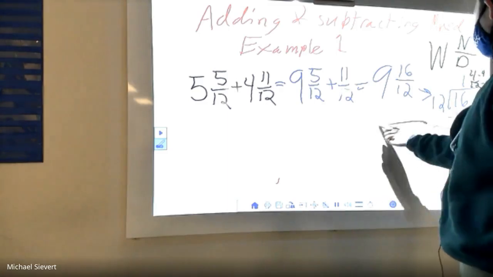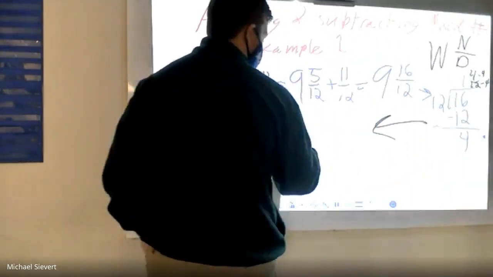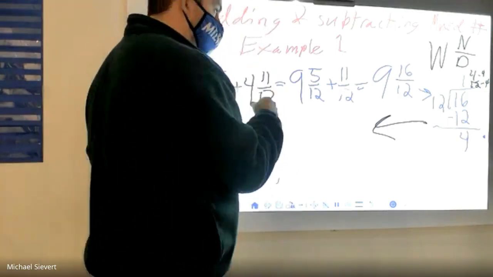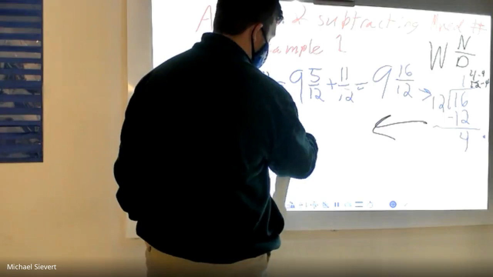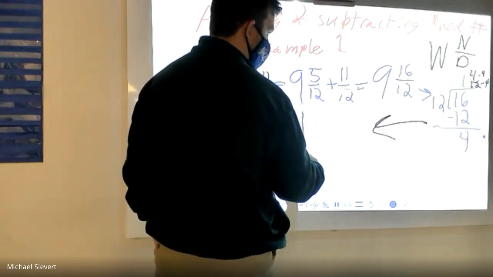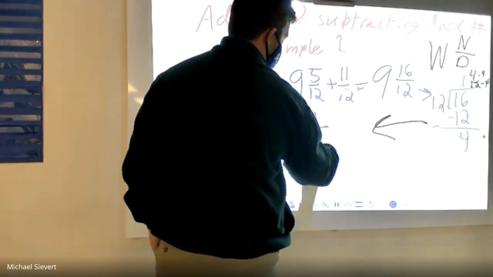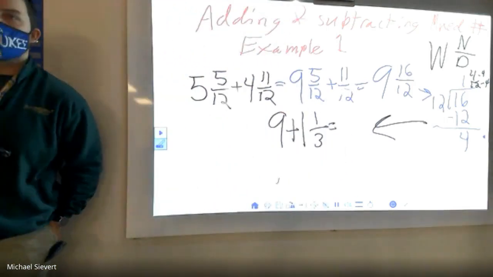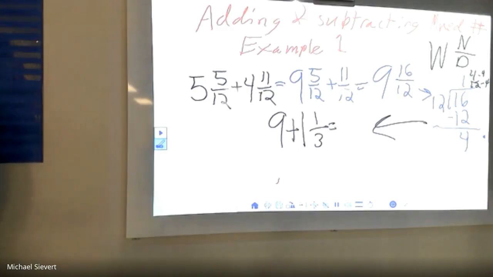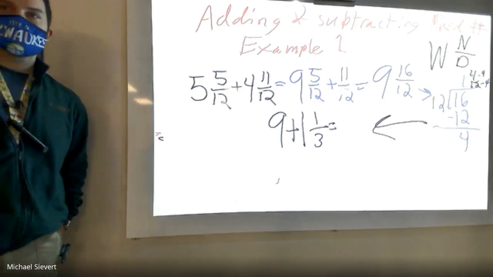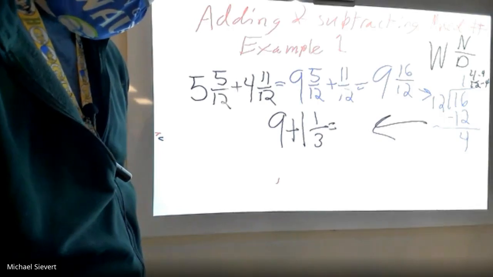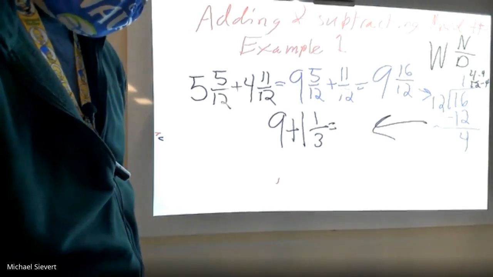So that means over here now, I have to make sure the people online can see. You have 9 plus 1 and 1/3. What would your answer be? What would be the final countdown?